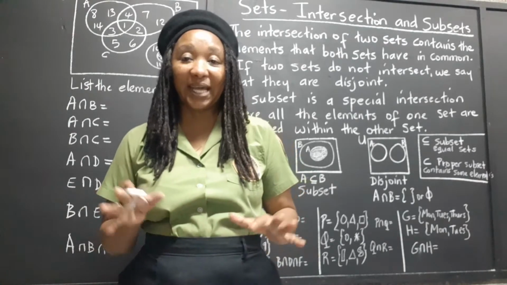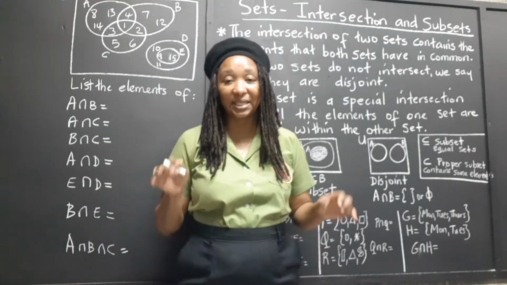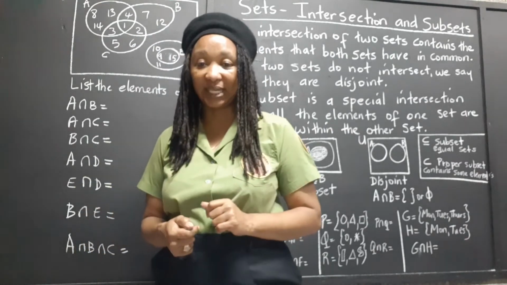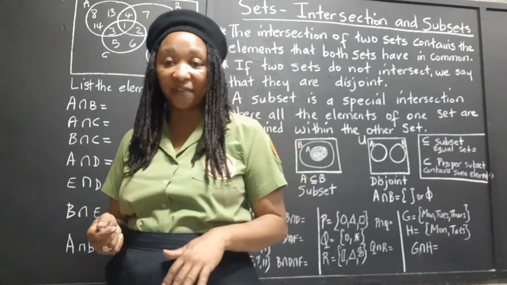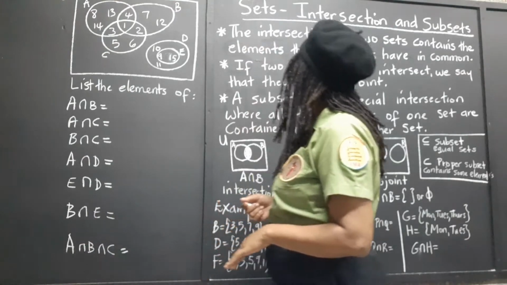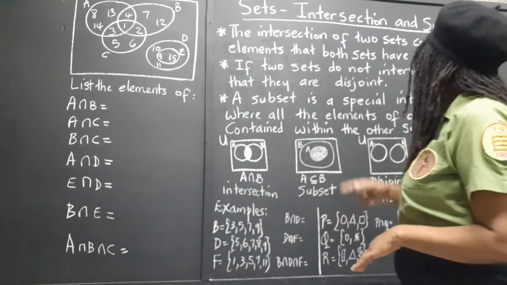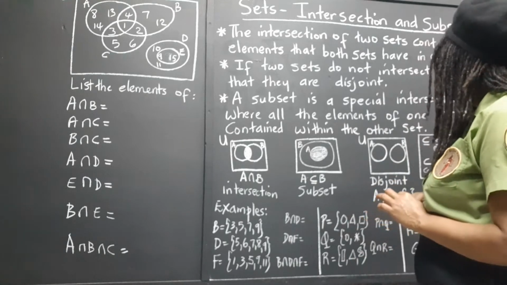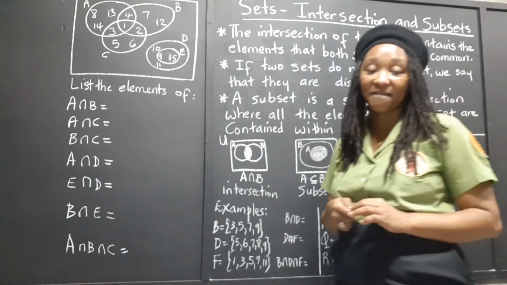So let's go. We're going to be looking at the intersection of sets and subsets. So let's look at the definitions. The intersection of two sets contains the elements that both sets have in common.